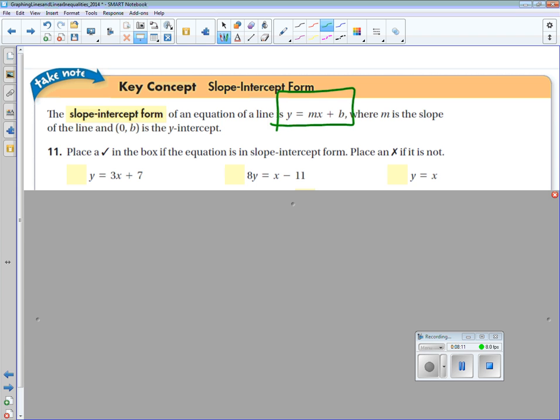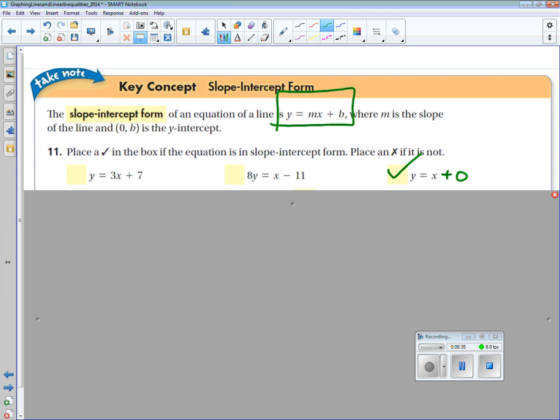The last one? The last one is, even though it doesn't have a b. What is the b in the last one? 0. So I could just say plus 0, couldn't I? So the 0 is the y-intercept. So yes. Here, what's the slope? 1. 1 is good.